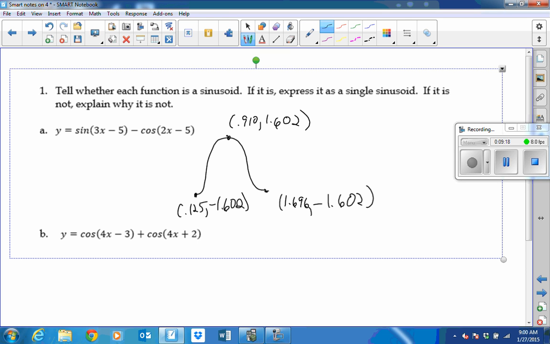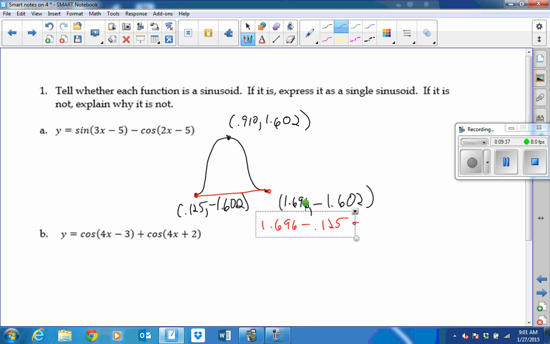Now, how do we use this? We have our key points. Well, we know that the period is going from this x value, 0.125, to this x value, 1.696. So to figure out the difference of those, we're going to do 1.696 minus 0.125. And this is going to give us our period. So in my calculator, we get that the period is 1.571.